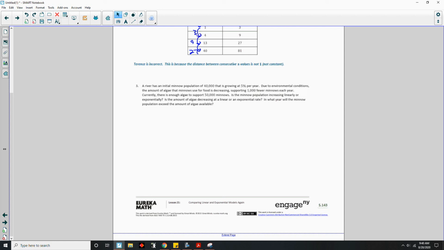Okay. Okay, so let's take a closer look at this. There's a little bit of work involved in this problem. So a minnow population, a river has an initial, where is my pen? Why won't my pen work?